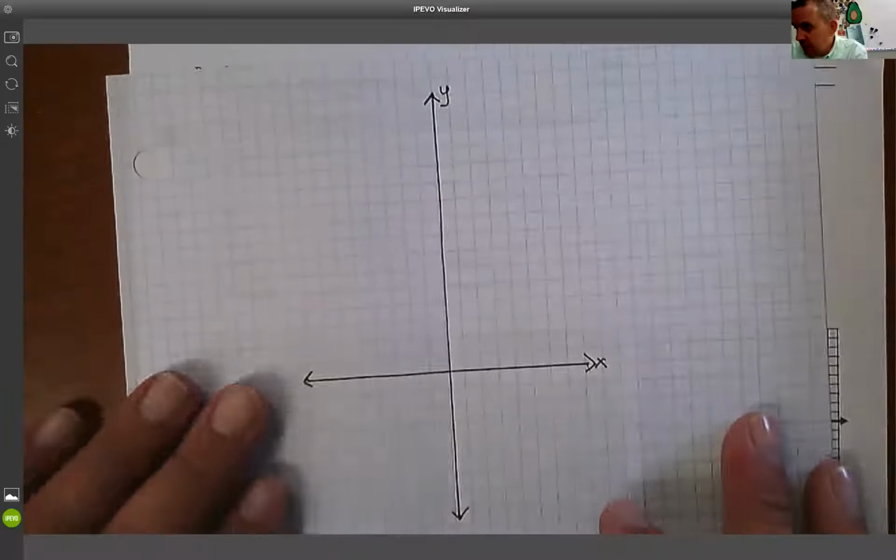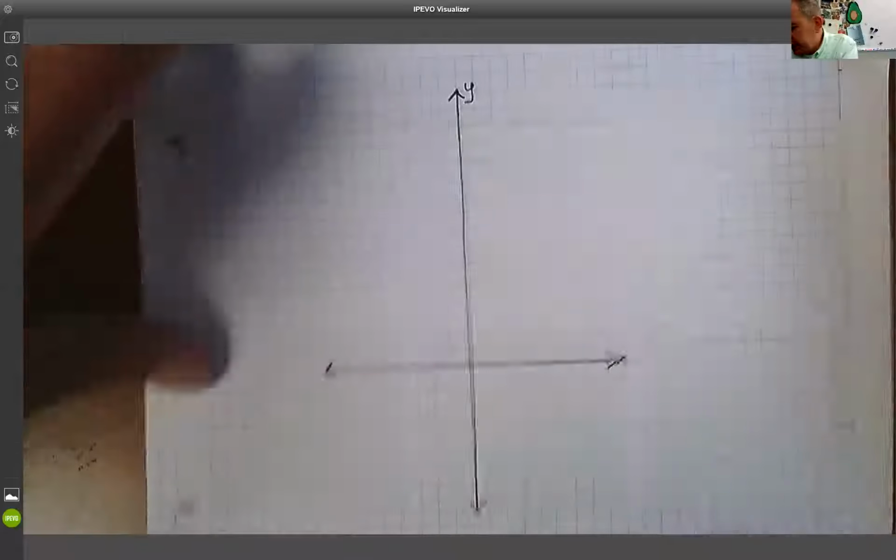Okay, so the next piece that we have is we're going to be dealing with graphing logs. So what I want to start with is a review of how we graphed exponentials. So let's say, for example, we were dealing with the function.